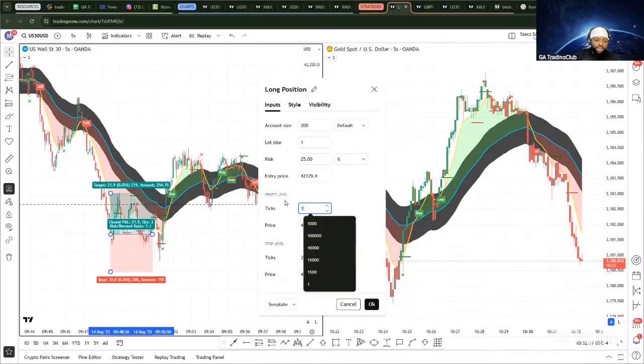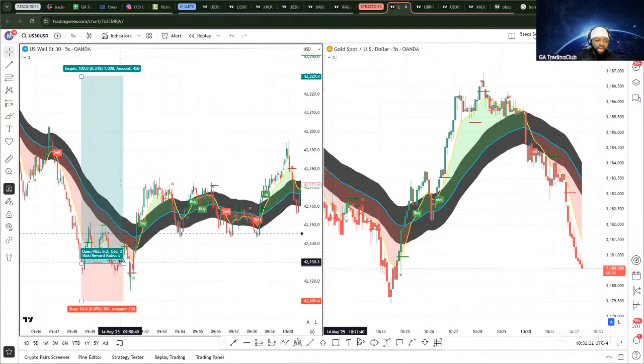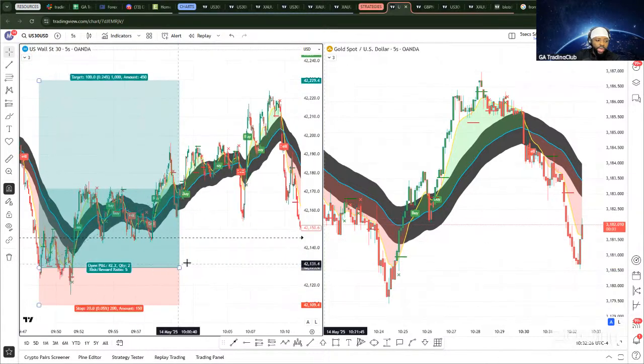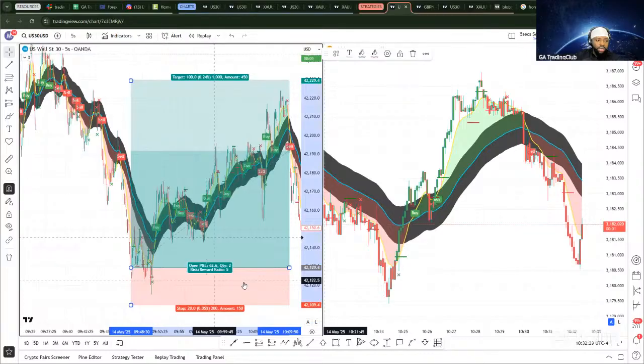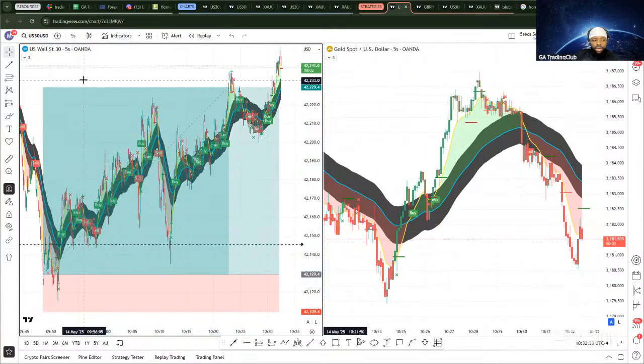once a 15-minute SAR is printed, most likely price will reverse back to the downside. I'm sorry, to the upside heavily. You can swing it for maybe 100 points, something like that. But again, keep in mind, it doesn't happen every time.